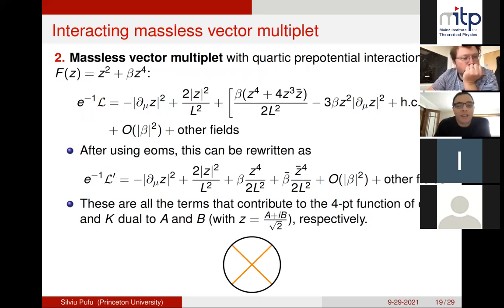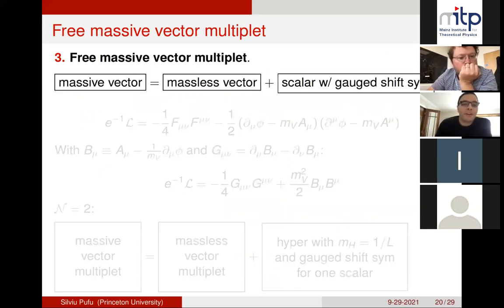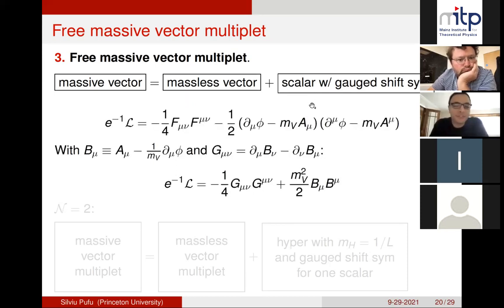Then one can try massive vector multiplets. This is something I want to explain very, very briefly, because if you look through the literature, you're not going to find an action for a massive vector multiplet. The way to construct it is this: without supersymmetry, a massive vector is a massless vector plus, using the Stueckelberg trick, a scalar with a gauged shift symmetry. So one can write down the Maxwell Lagrangian, and then a Lagrangian for a scalar field with a gauge shift symmetry.